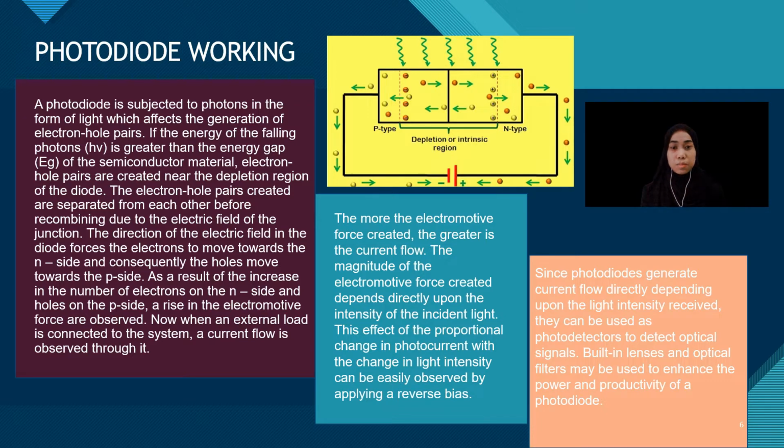This effect of proportional change in photocurrent with the change in light intensity can be easily observed by applying reverse bias. Since photodiodes generate current flow directly depending upon the light intensity received, they can be used as photodetectors to detect optical signals. Built-in lens and optical filter may be used to enhance the power and productivity of the photodiode.